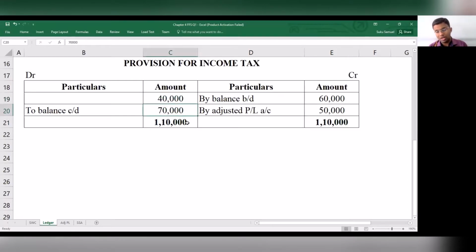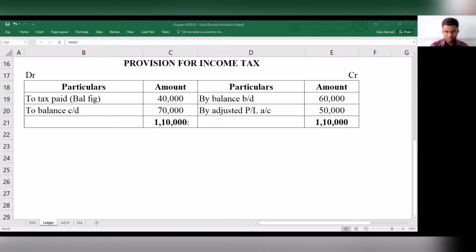Now, when will you have the balancing figure falling on the debit side of provision for income tax? You will have the balancing figure of 40,000 featuring on the debit side when it is an expense. When it is an expense, please remember nominal account, debit all expenses. So here it will be to tax paid, and this will be your balancing figure.